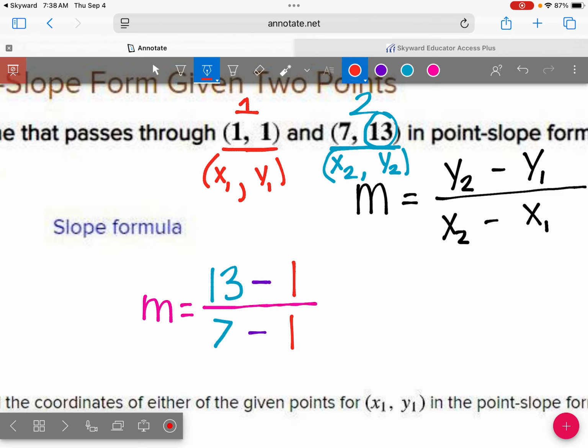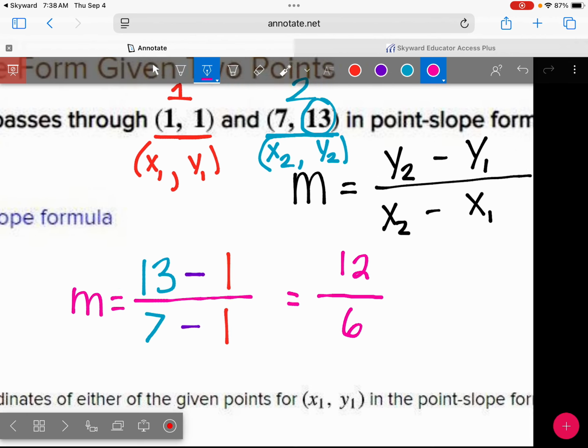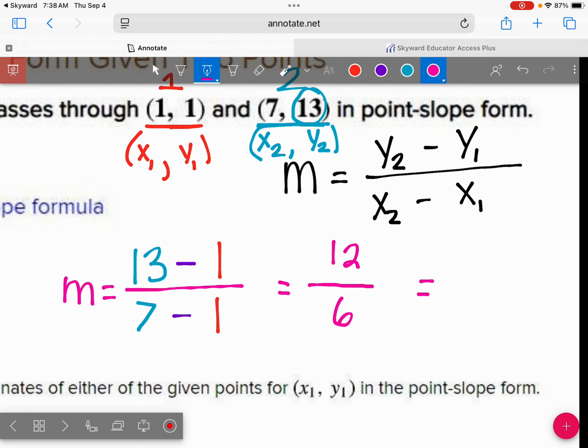So we set it up like this, and then we can simplify each of these pieces individually. What is 13 minus 1? 12. What is 7 minus 1? 6. I ask super hard questions sometimes. Okay. What's 12 divided by 6? 2. So our slope here is 2.